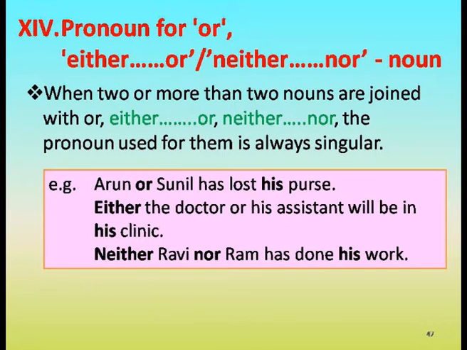Pronoun for or, either-or, neither-nor plus noun. When 2 or more than 2 nouns are joined with or, either-or, neither-nor, the pronoun used for them is always singular. Arun or Sunil has lost his purse. Either the doctor or his assistant will be in his clinic. Neither Ravi nor Ram has done his work.